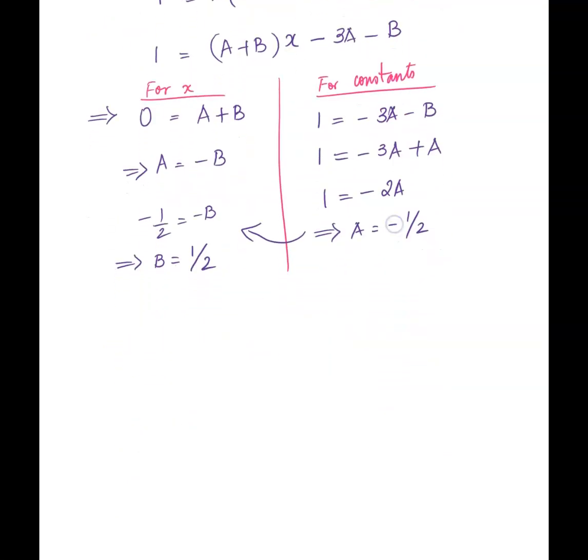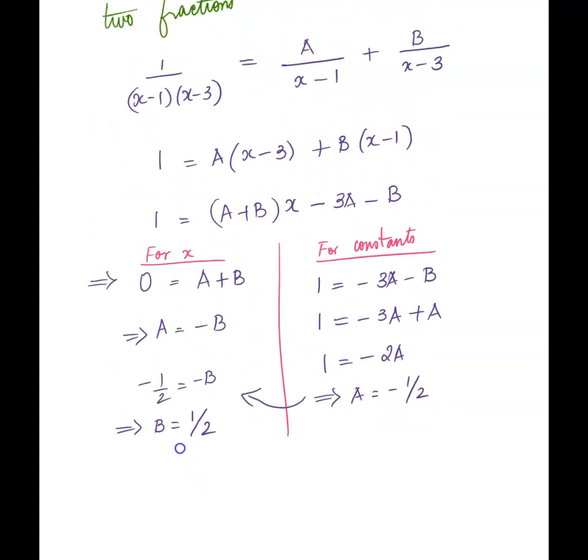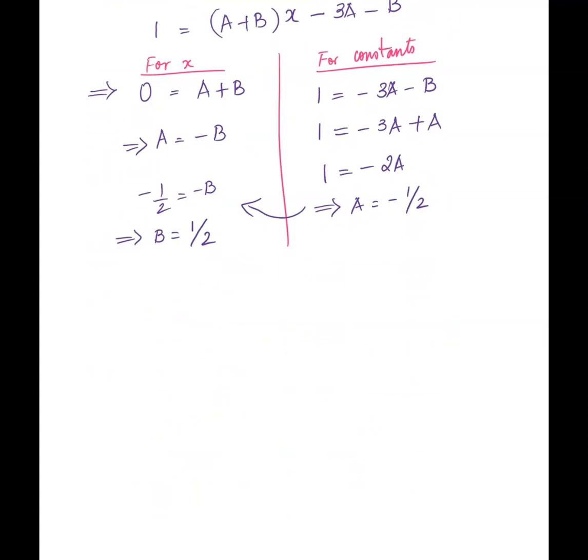So let's come back here to our given problem. 1 over x minus 1 times x minus 3 is now negative half over x minus 1 plus positive half over x minus 3. Make sure you put them under the right factors. Okay.